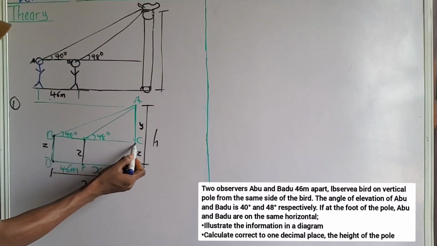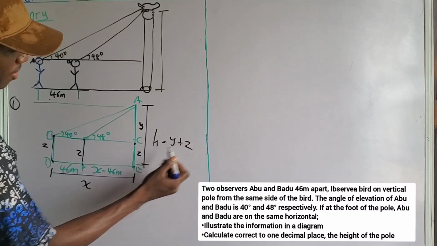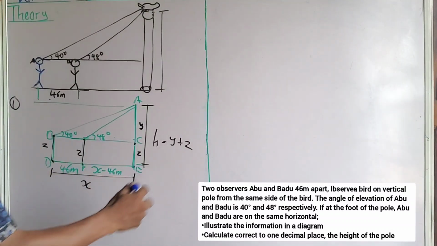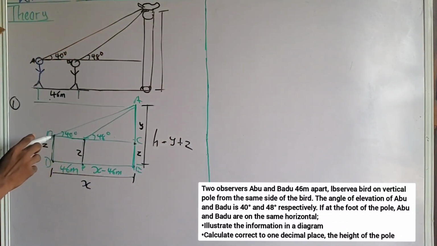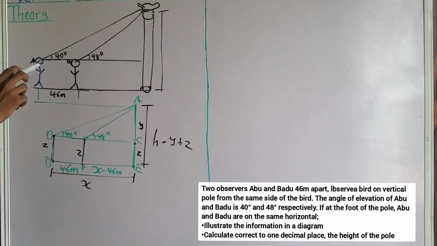This is Z. The distance between this point and this point will also be Z. So the height will be Y plus Z. Now, we are not given the height, so we have to redraw the diagram. You understand? We have to redraw the diagram here, neglecting the height of the people, Abu and Badu.